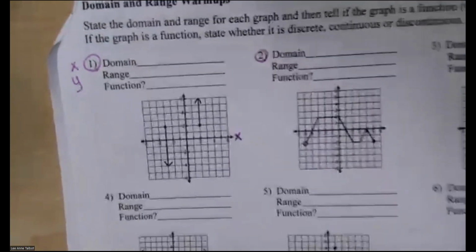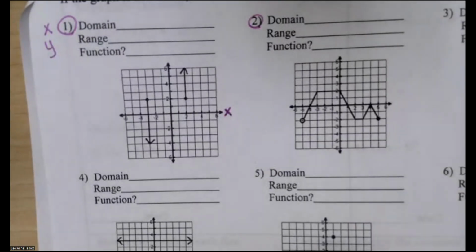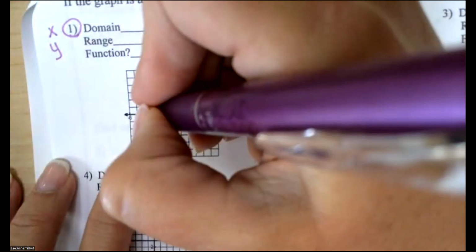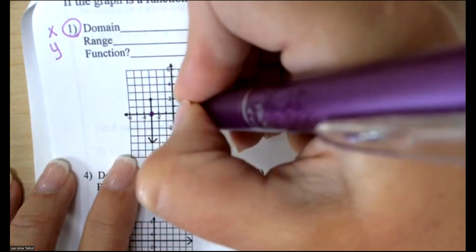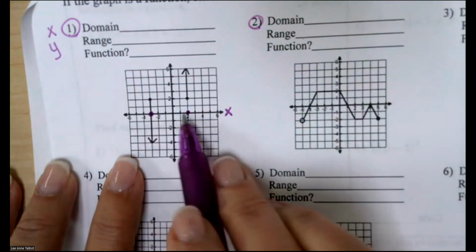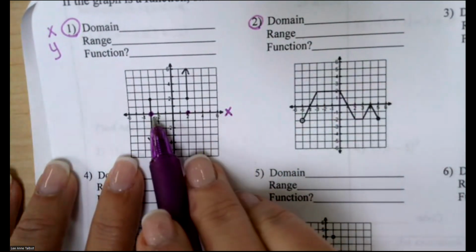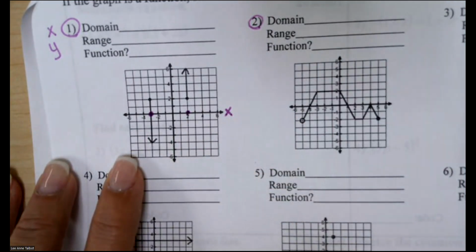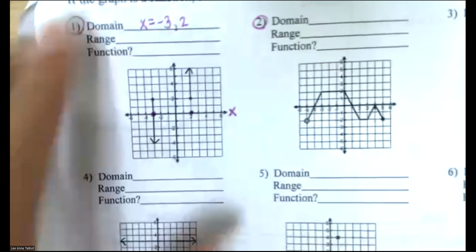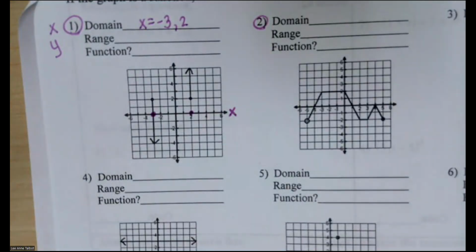Okay, what values of x do these two arrows have? Here and here, I'm marking up the x-axis. What are my two values for x, for these two arrows on this graph? Yes, x equals -3 and 2. There's only two x values on this whole graph.